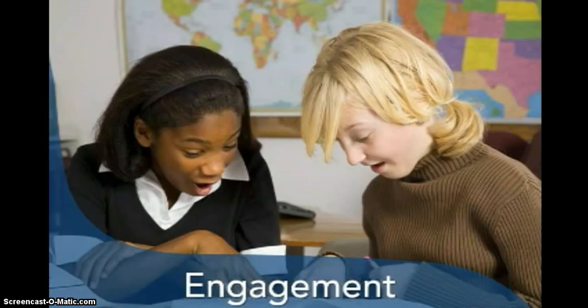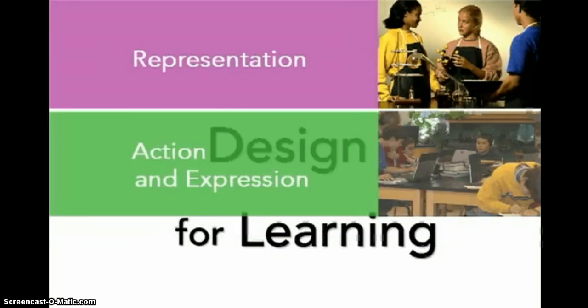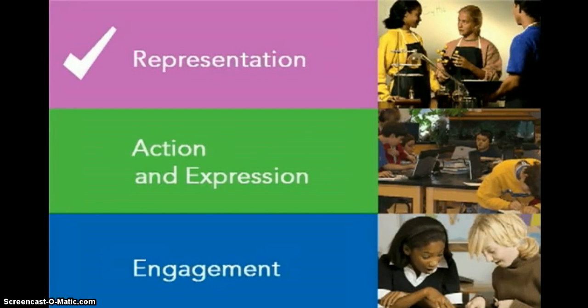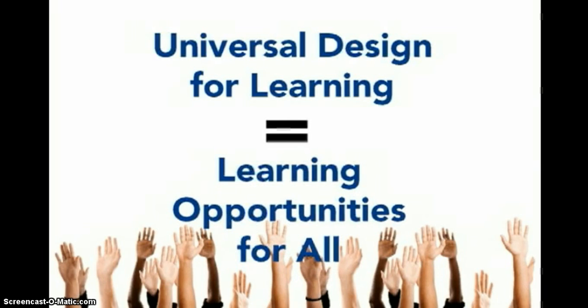What fires up one student won't fire up another. Give students choices to fuel their interests and autonomy. Help them risk mistakes and learn from them. If they love learning, they will persist through challenges. And remember, always keep in mind the learning goal. Get rid of barriers caused by the curriculum and keep the challenge where it belongs. And that's it. Okay, quick recap. Show the information in different ways, allow your students to approach learning tasks and demonstrate what they know in different ways, and offer options that engage students and keep their interest. Universal design for learning equals learning opportunities for all.